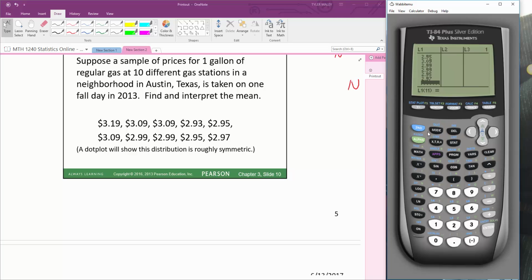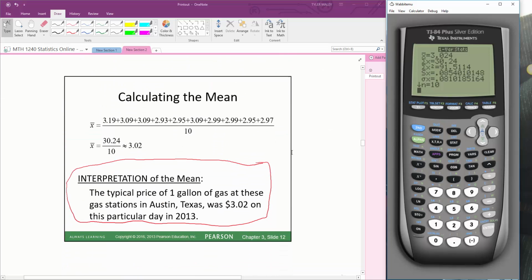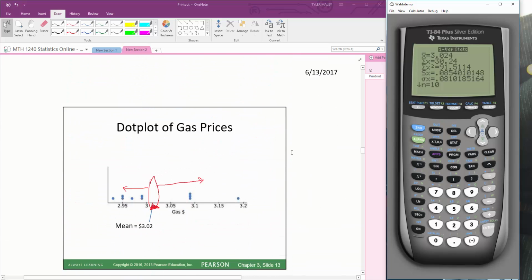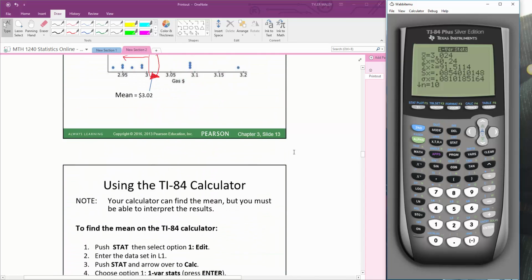So now what I can do is I can go back to stat, hit the stat button, and then click 1 over, so you get the calc at the top. And then you want to go to 1-Var Stats, right? So if I hit enter here, I'm telling it that I want L1, so we can tell it to calculate from L1. So now notice I have some data values listed, right? So we can work on interpreting that.